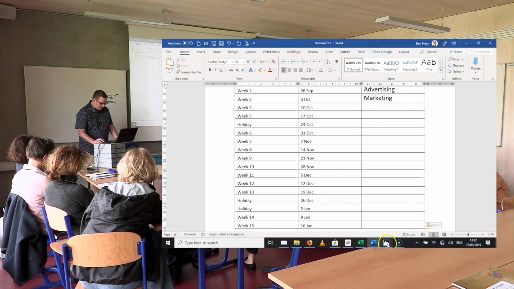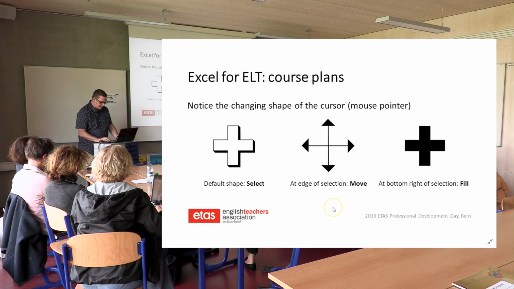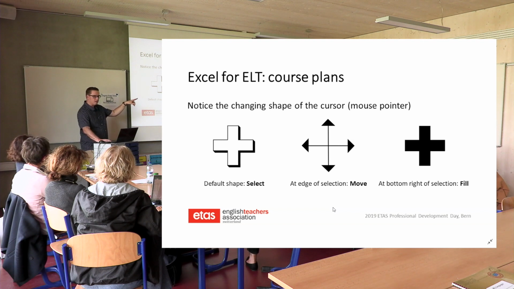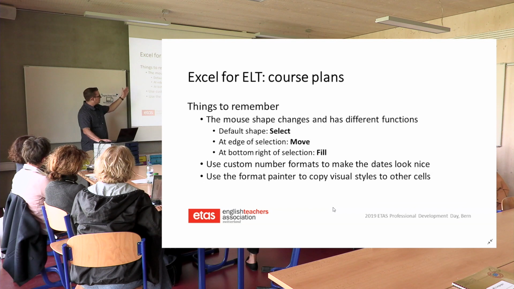So just as a visual reminder, right? The mouse pointer shape changes. The fill selection tool works only on the bottom corner, and it will work in either direction. It does lots of things. Right, so you can select and move and fill. You can use the custom number formats to make your dates look the way you want. And you can use the format painter to copy visual styles.